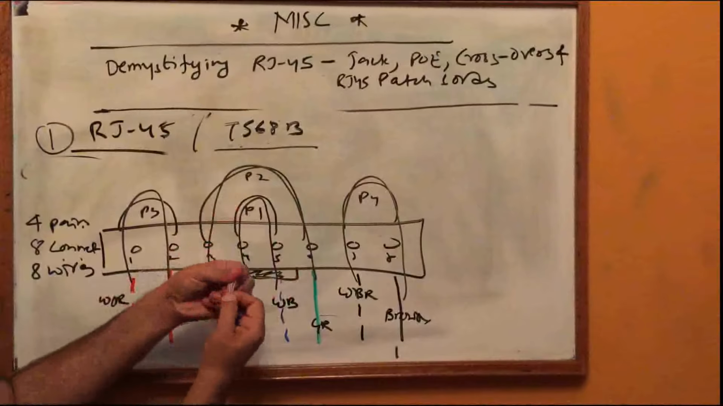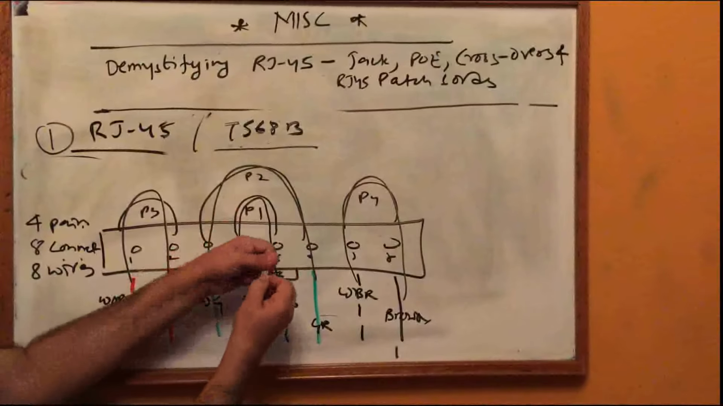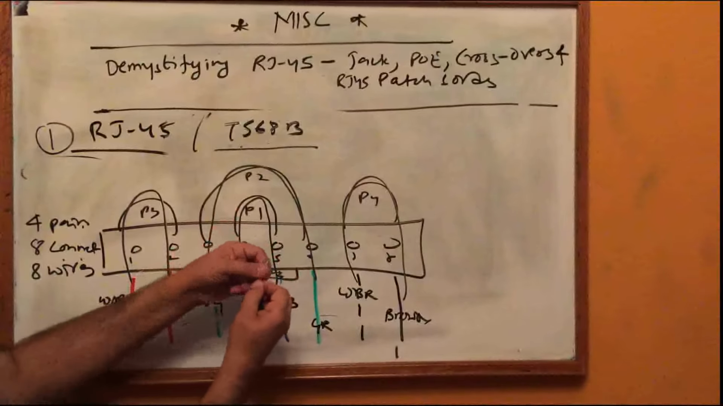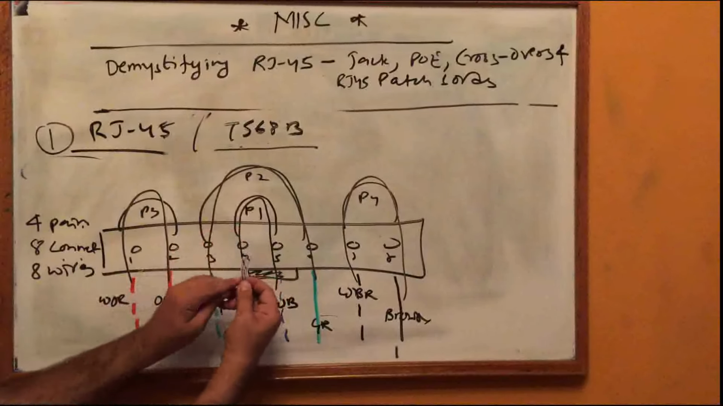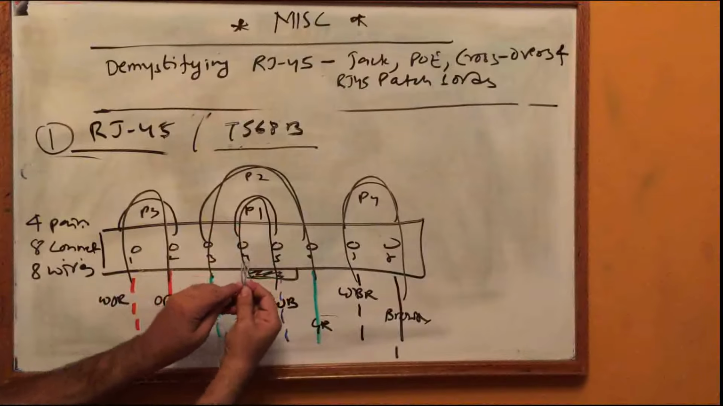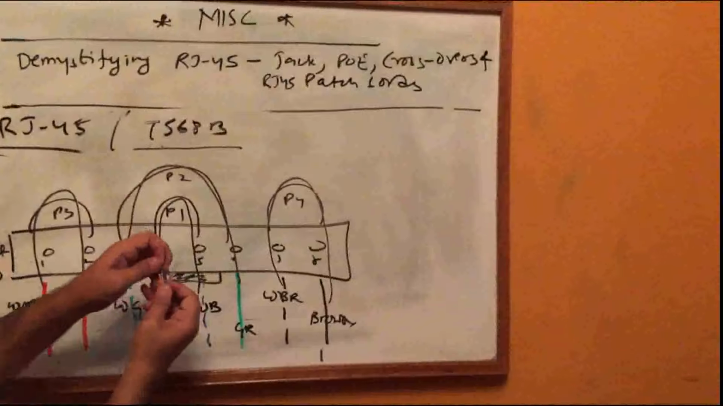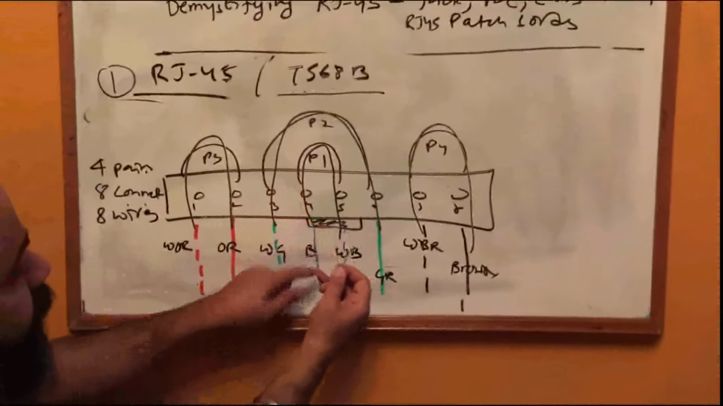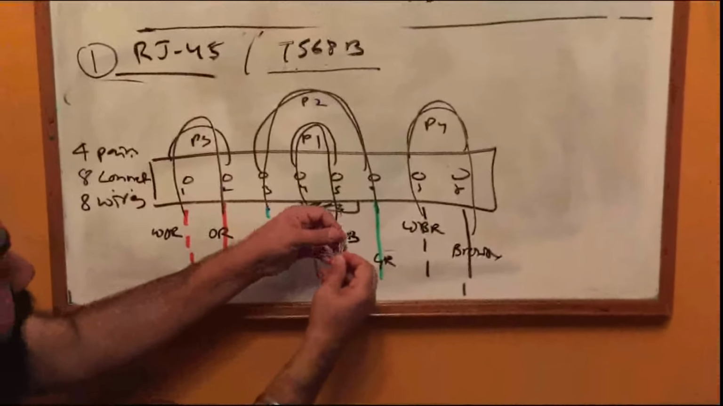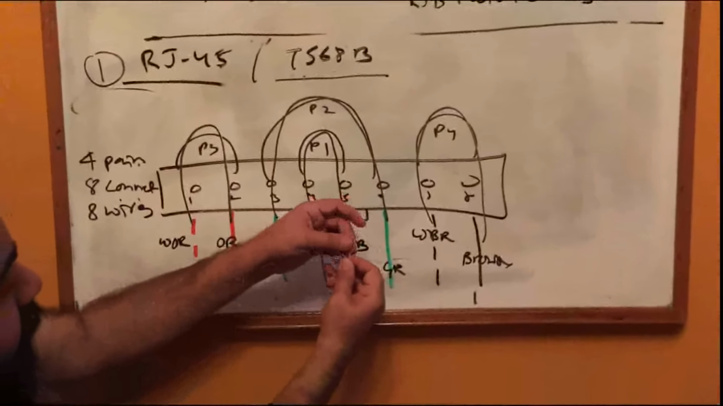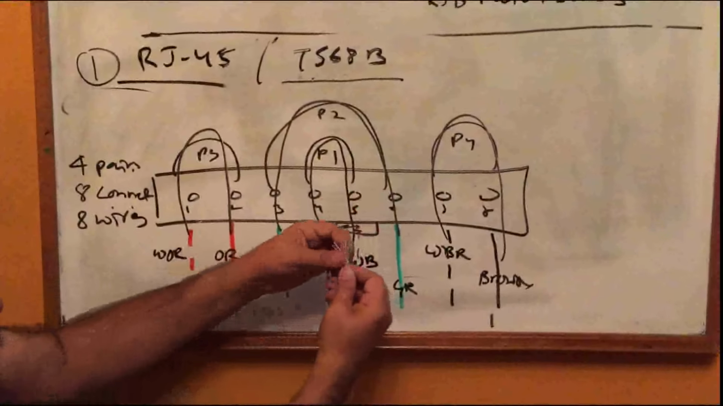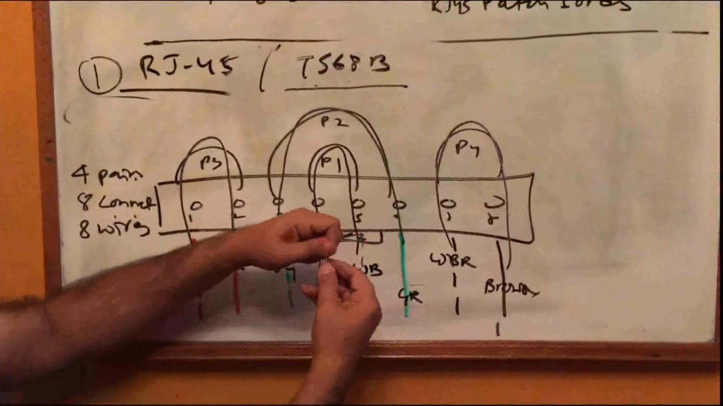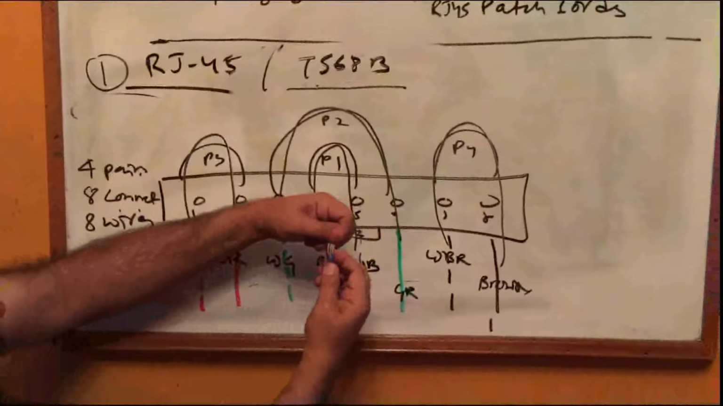If you look at this, this is what I actually meant by that standard. If you look carefully, it has to be done like this, right? So we have white orange, orange, white green, blue, white blue, green, white brown, and brown, right? This is how it will be.